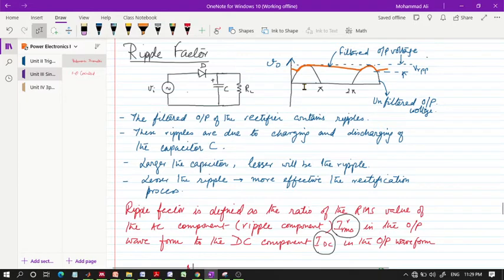Okay. Now, in order to smoothen out this voltage waveform, what we do is we apply a capacitor in parallel with the load.